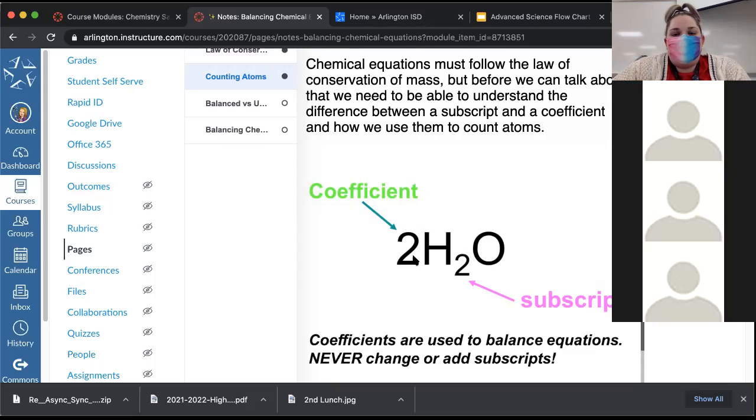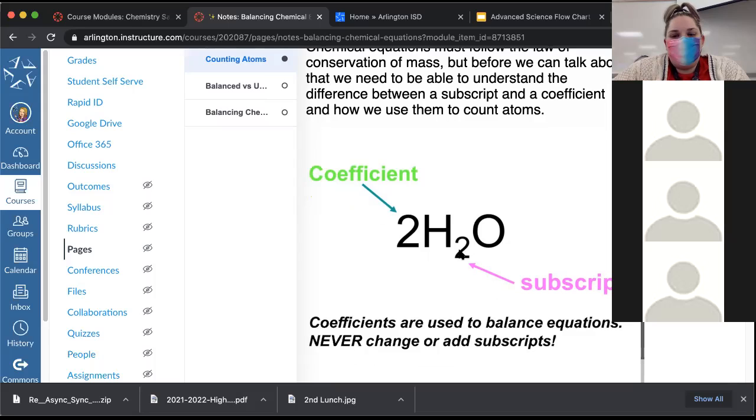So if I put a big 2 in front of here, that 2 is going to multiply by every element that is in the chemical formula that I put it in front of. And so when you have a coefficient and a subscript, like on the hydrogen here, then this 2 coefficient multiplies by the 2 subscript. So the way this is written with this 2 coefficient added in front, this means that there are 4 hydrogen atoms, okay? Because 2 times 2 is 4.